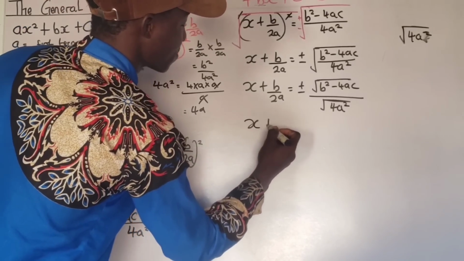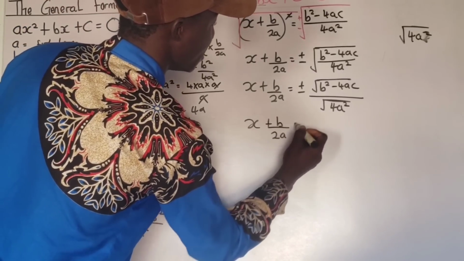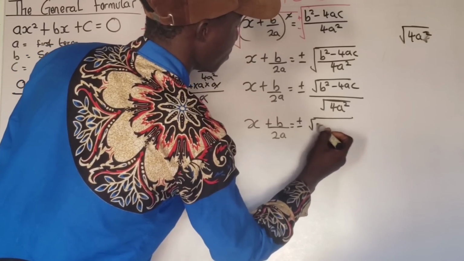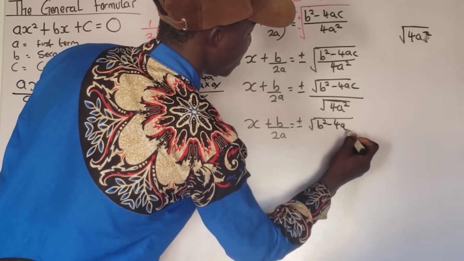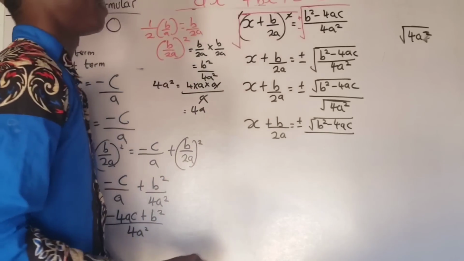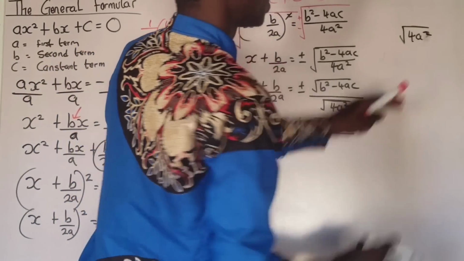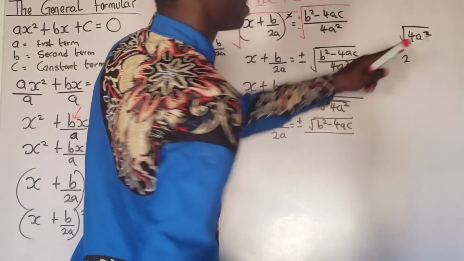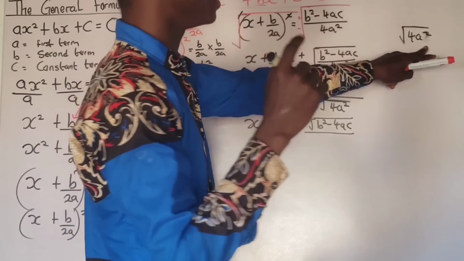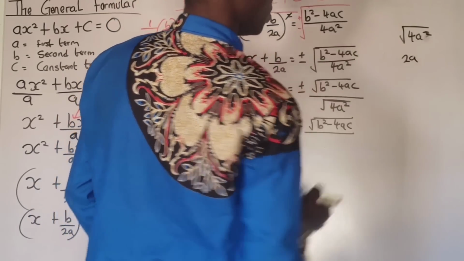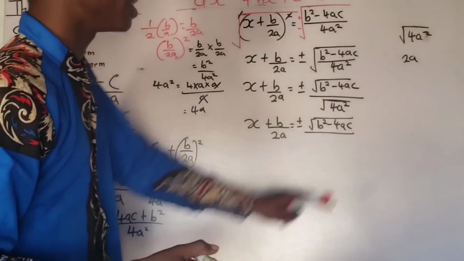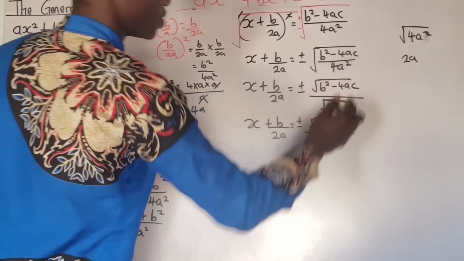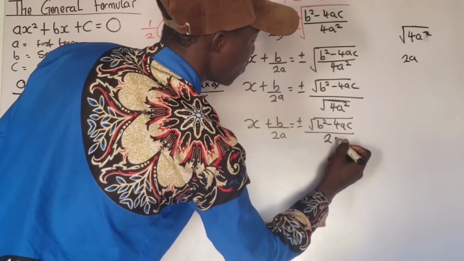For this, I'm going to have x plus b all over 2a equals to plus or minus square root of b squared minus 4ac all over, now square root of 4 is what? 2. And the square root of a squared is a. So I'm left with 2a. So this will be divided by 2a.